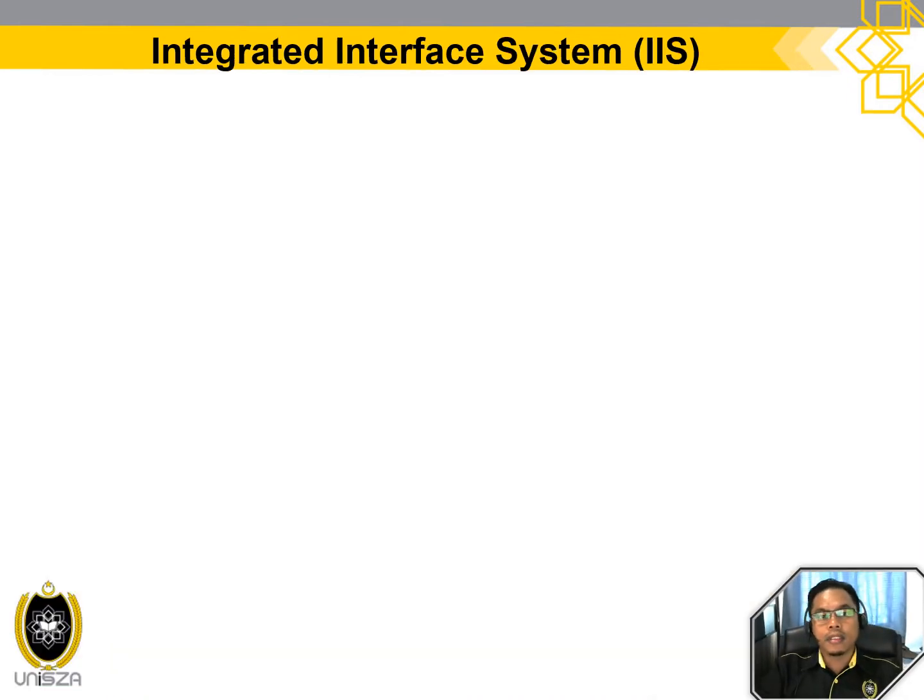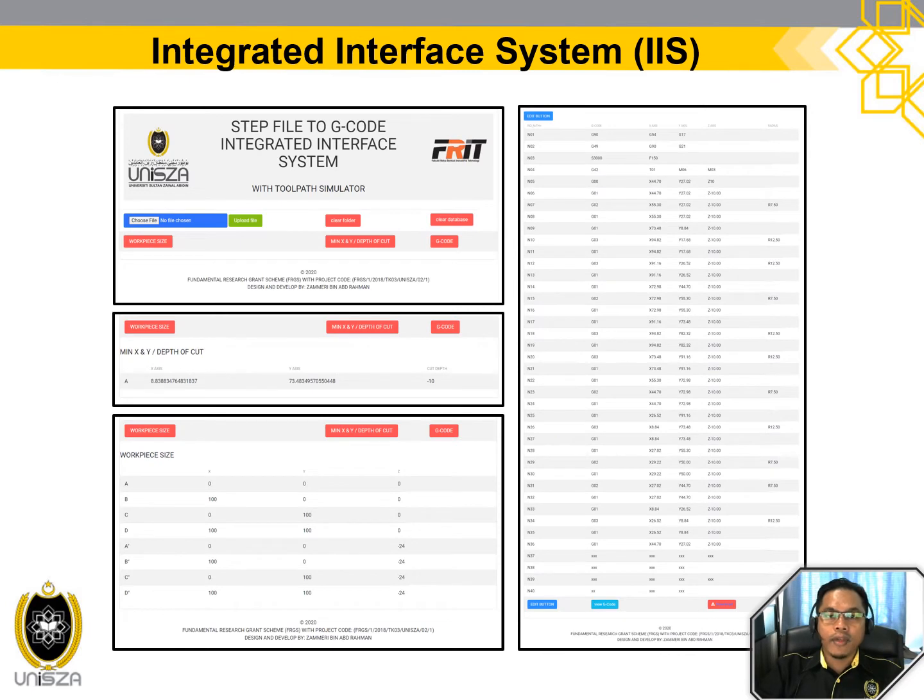Now, the slide shows the user interface for our Integrated Interface System, IIS. This program is created based on the rule-based approach and developed using PHP software. This program is developed by extracting and referring to the figure recognition of the STEP file algorithm. This program will translate the STEP file and automatically generate G-code and save it in the TXT file.